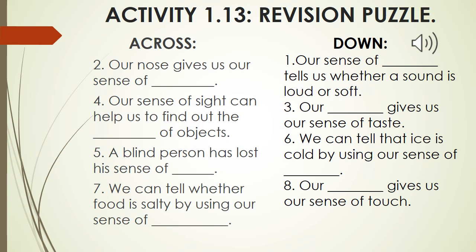How can we tell that ice is cold? We can't tell it by just seeing it. We have to touch it to tell. So our sense of touch tells us that ice is cold. Clue number 8 is: our skin, our dash gives us our sense of touch. What gives us a sense of touch? Our skin. Now you have to complete the puzzle by yourself. I think that is enough. You have gotten many hints, so now you have to complete the puzzle by yourself.